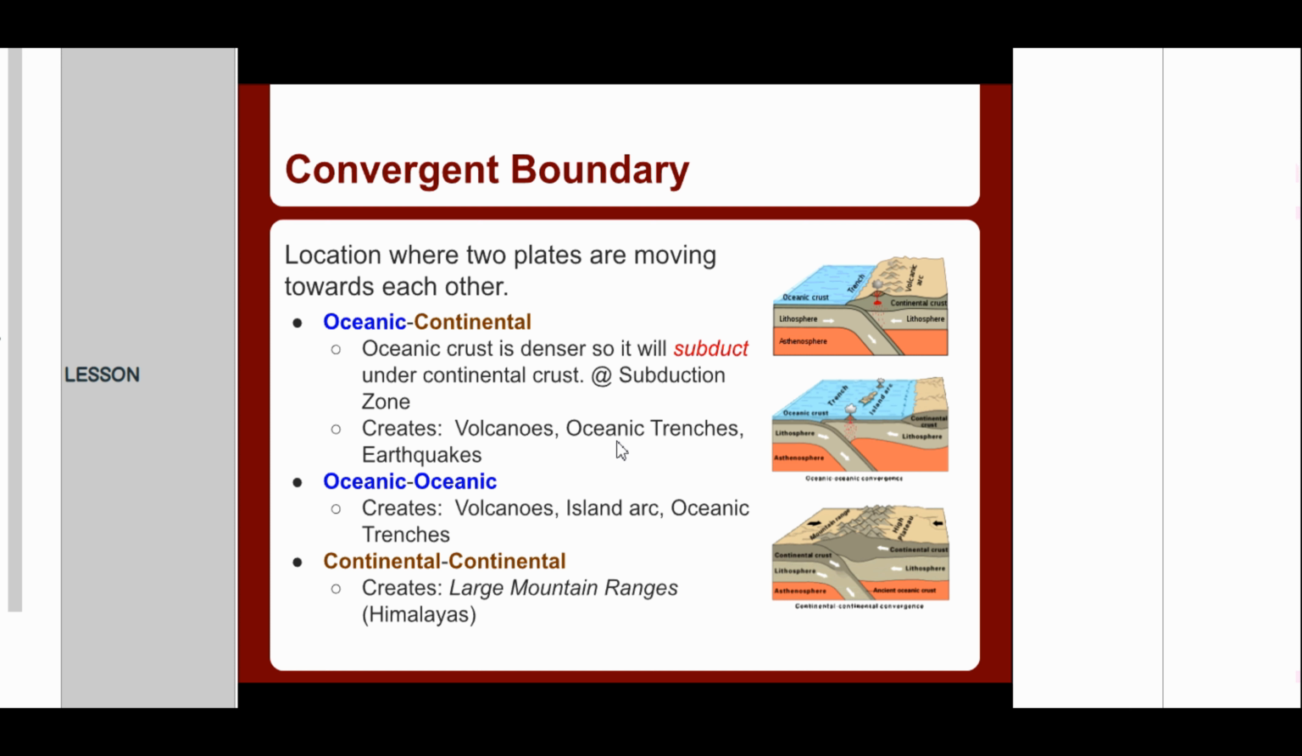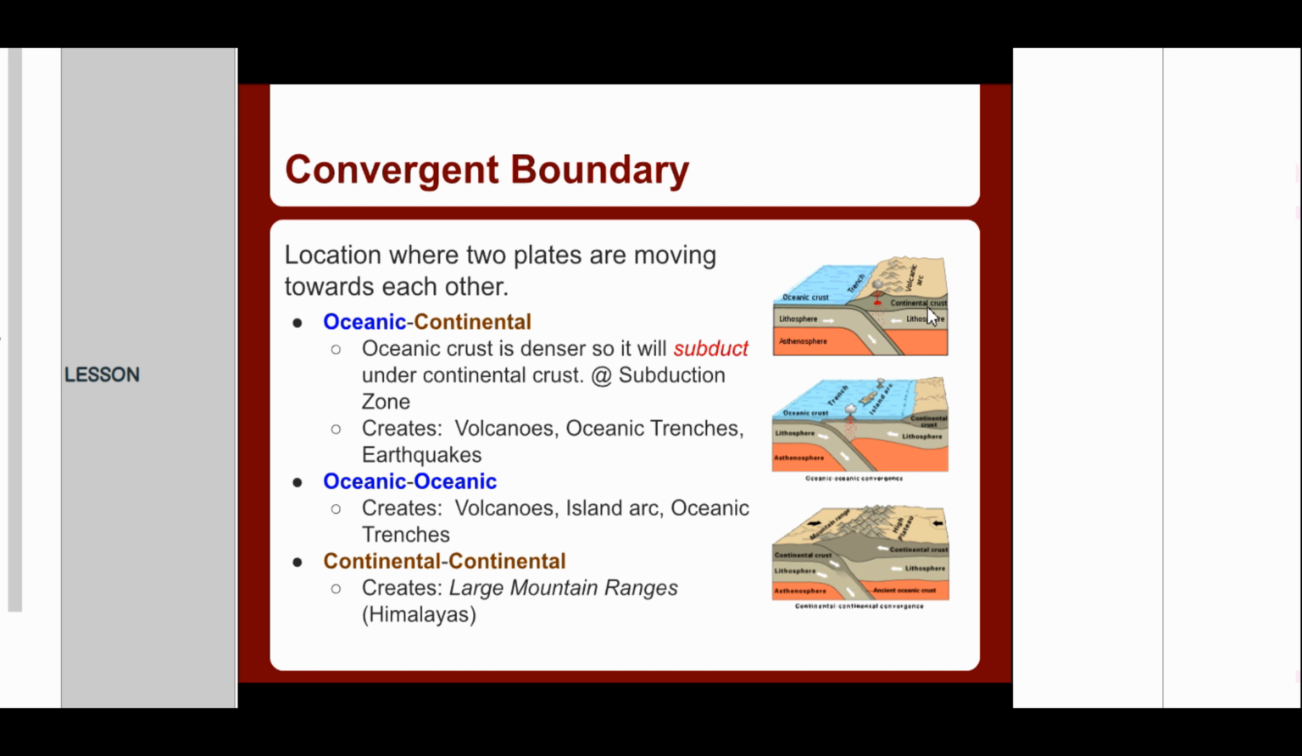This type of thing is going to cause things like volcanoes, trenches, earthquakes, when you have subduction zones where one piece is going underneath the other one. Second type of interaction, you can have two pieces of oceanic crust. So if you have ocean and ocean meeting, you're going to have volcanoes, you're going to have island arcs, and oceanic trenches. And you'll still have one going underneath the other with a subduction zone there, but the densities are going to be a lot closer together, so you're going to have those different outcomes here.